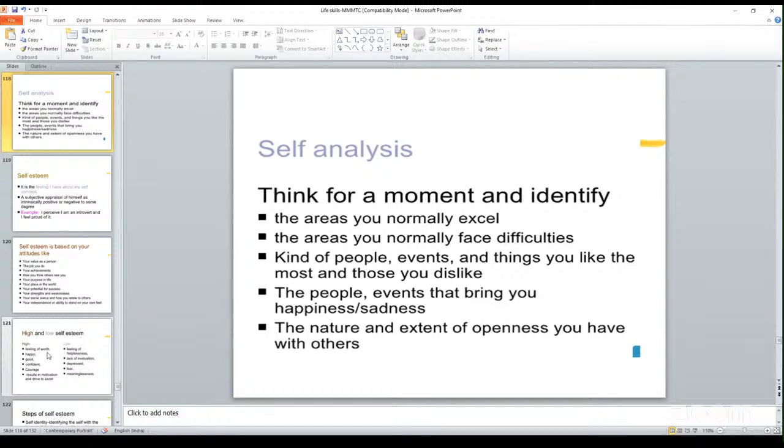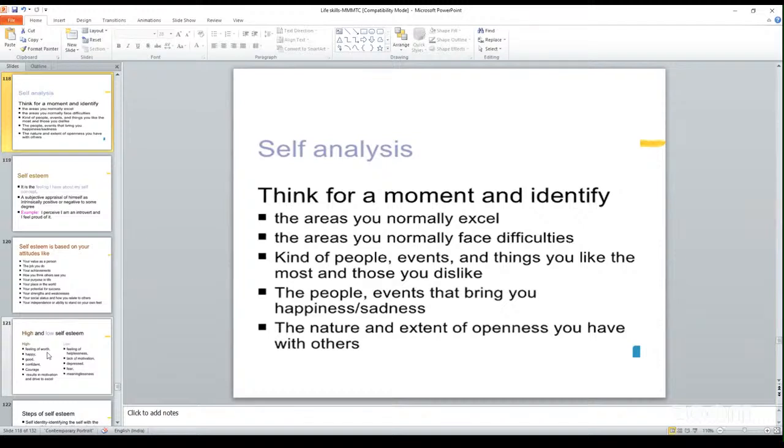And whom do we like? What kind of events do we enjoy? What things we like and dislike also gives a pattern of self-analysis. Who will bring you happiness and who will bring you sadness? I'm not saying this out of partiality; only in an impartial way can you decide. And the nature and extent of openness you have with others.